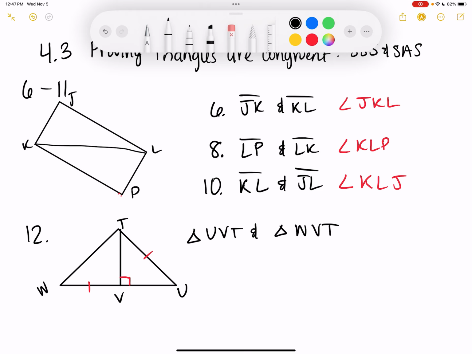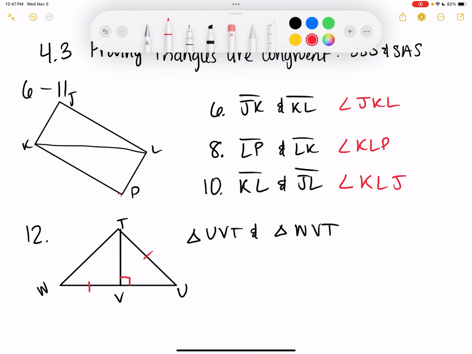Okay. And there's also a right angle. Okay. So I only know side, side, side. So I either need to know that all three sides are congruent, or I need to know that two sides and an angle between them that they share is congruent. Do I know that information? They both have a side each, right? But they're not touching sides. We only know that they have one side.